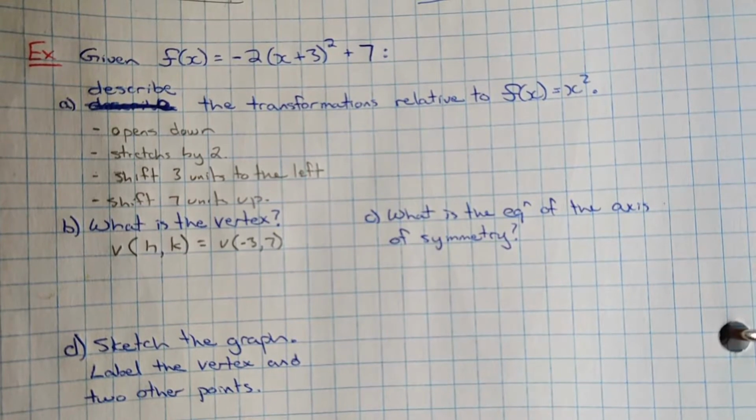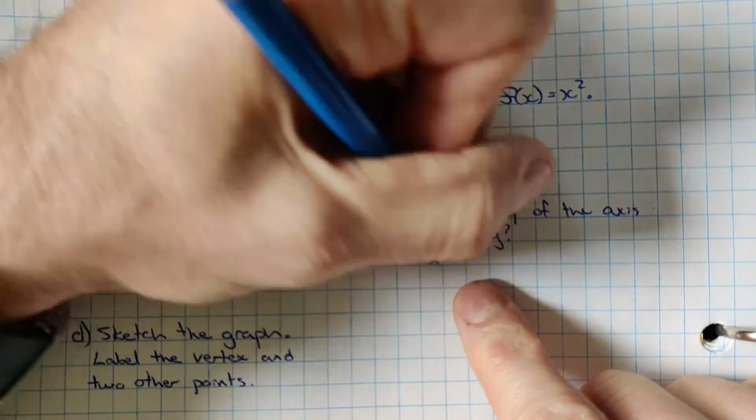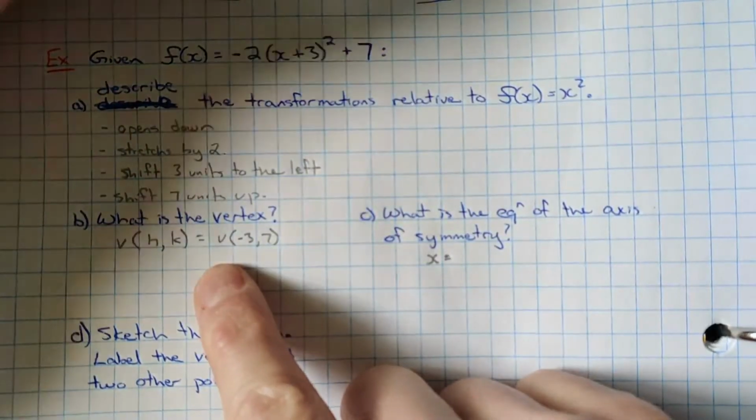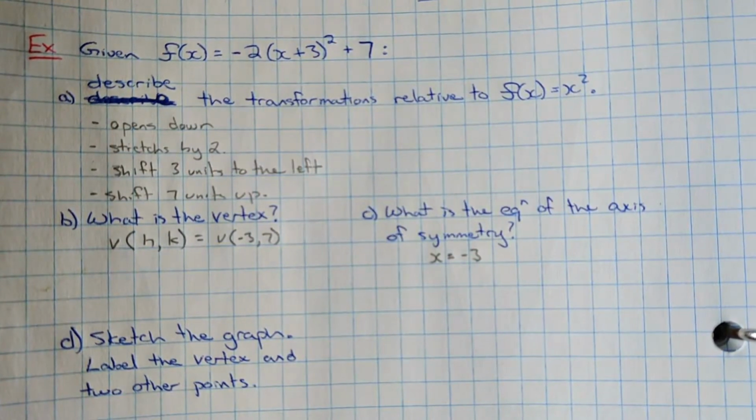What's the axis of symmetry? So if you recall the axis of symmetry, that's that line that cuts the graph in half right through the vertex. Nice and easy to remember. It's just the x value of the vertex. The x value equals negative 3. There you have it, axis of symmetry.